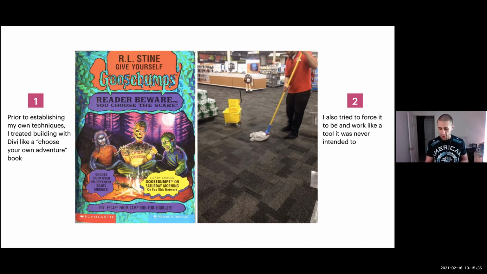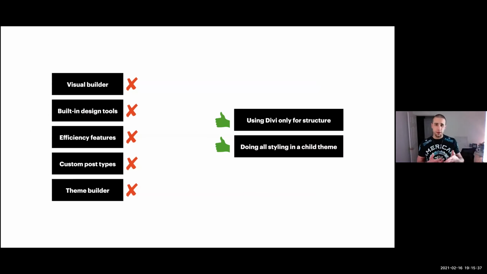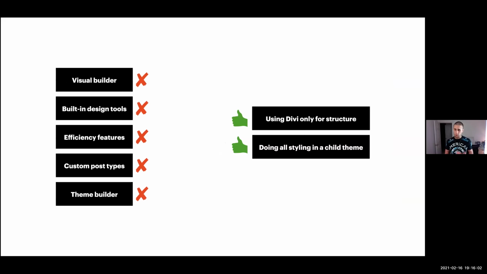What do I mean by that? Some of these came over time, but they had the visual builder, the built-in design tools, the efficiency features, compatibility with custom post types, the theme builder. And for the longest time, I just said, nah, I'm not going to use any of that. I'm going to use Divi basically for creating page structure, and then I'm going to do all my styling myself in a child theme. That was the way that I approached it, and that's really not how the tool was intended to be used.